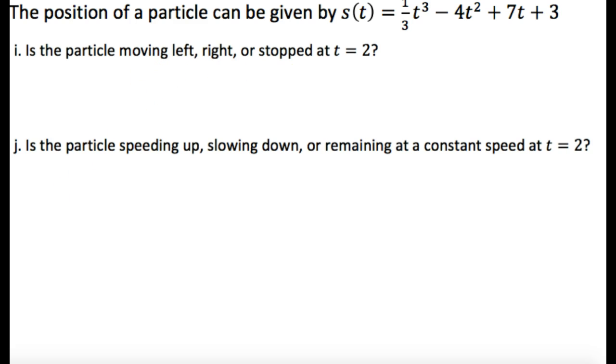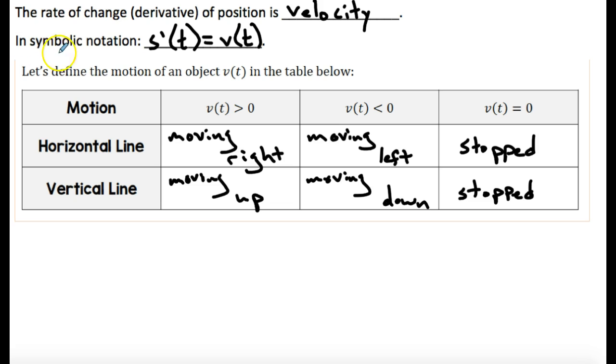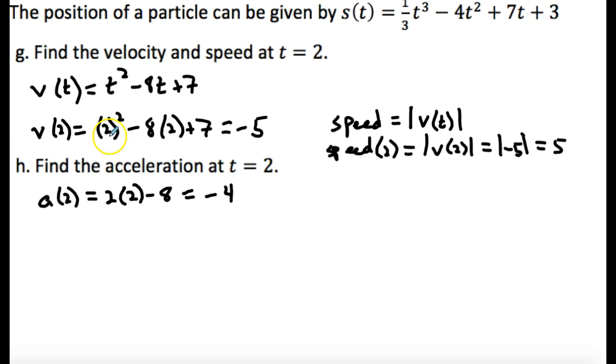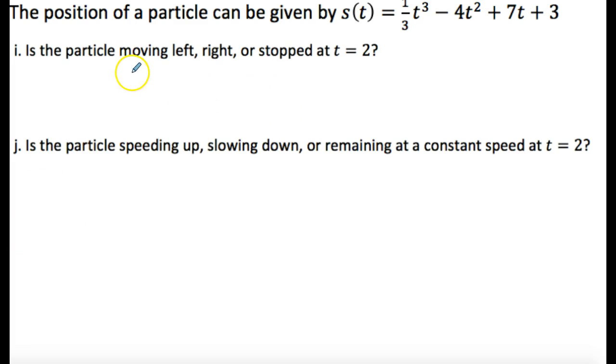Well, to do that, I just want to look at the velocity at that value. Remember, we look all the way back at my chart up here. If velocity is positive, we're moving to the right. If velocity is negative, we're going left. And if velocity is 0, we are stopped. So at t equals 2, we just determined that the velocity was negative 5. That means at t equals 2, since it's negative, I am moving to the left.